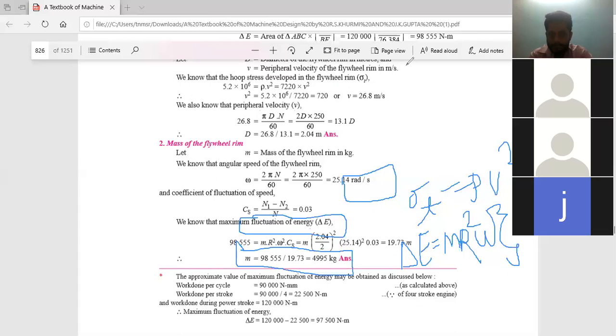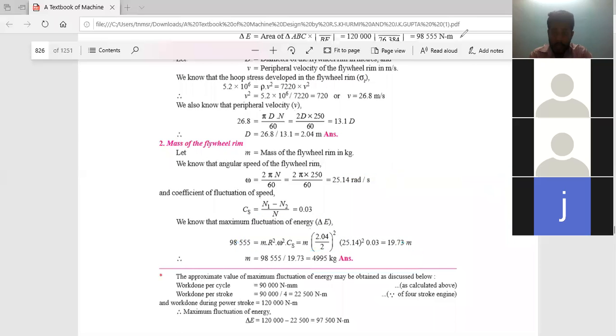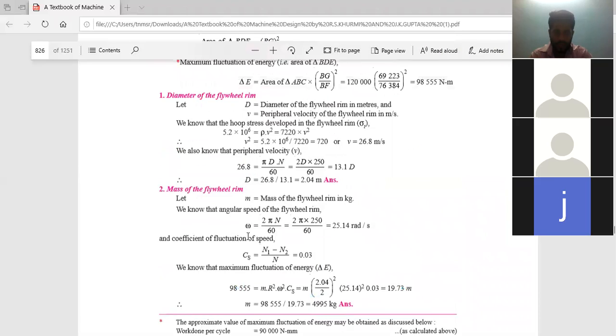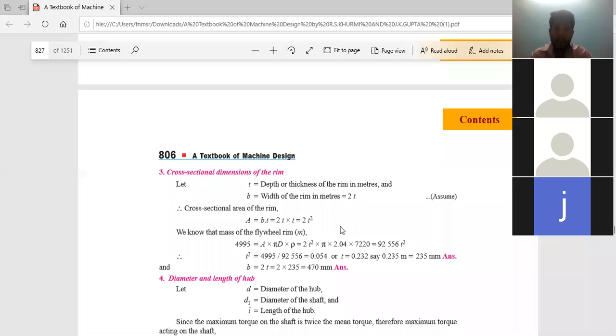Okay. Next. So we have calculated the diameter of the flywheel rim. We have calculated the mass of the flywheel rim. Now let us calculate the cross section of the flywheel rim. I know that the cross section of the flywheel rim is rectangular in shape. Area will be width into thickness, that is B into T. And we know that normally width is 2 times the thickness. So in place of B, I can substitute 2T. So area will be 2T square.